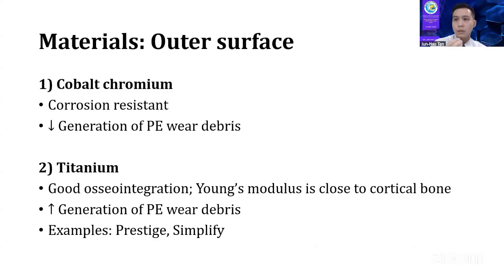Titanium is good. Titanium offers a very good osseointegration profile because the Young's modulus of titanium is very close to that of cortical bone. However, the problem is that if the titanium is in direct contact with the polyethylene, there is increased generation of polyethylene wear debris. Hence, as we will show later, titanium is not commonly in contact with the polyethylene core, but is often used as either a spray or a titanium coating that is in direct contact with the cortical bone.